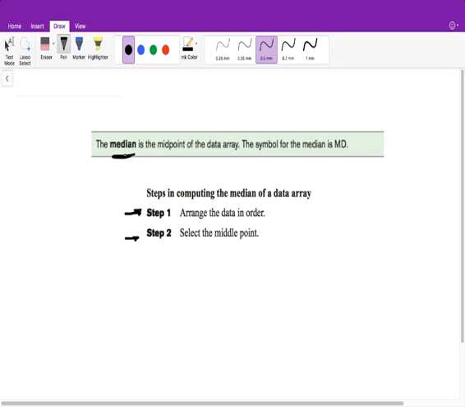So when we're finding our median, it's just finding the midpoint of our data, and the first thing we have to do is arrange them in order, and then we're just going to select the middle point. Now there's times where it's just going to be one number, and then times where we have to do a couple of extra steps. So let's go ahead and do one example.